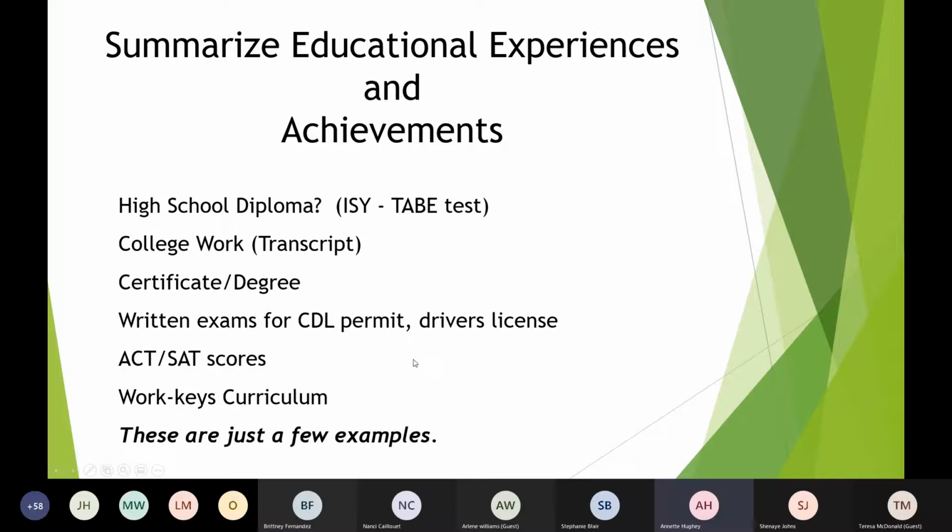The summarized educational experiences and achievements. This information can be taken from the high school diploma, and of course, it is an in-school youth. We use the TABE test. It can be taken from a transcript, any college work, or a degree. The summarized educational experience and achievement, again, all of this information is coming from the participant.